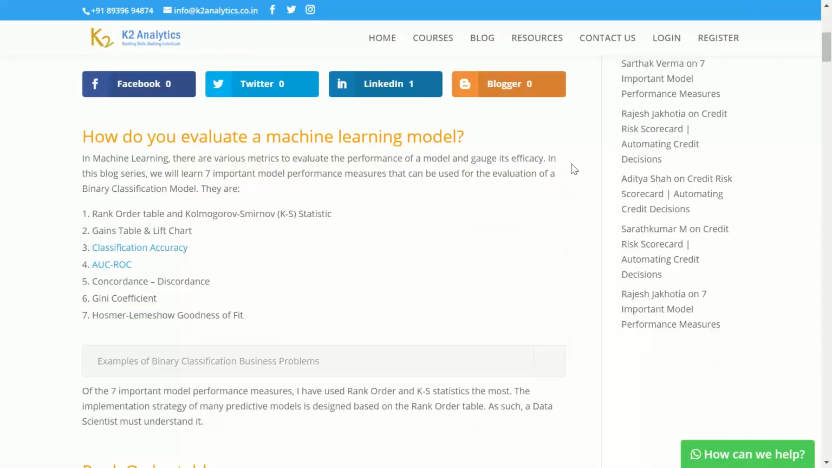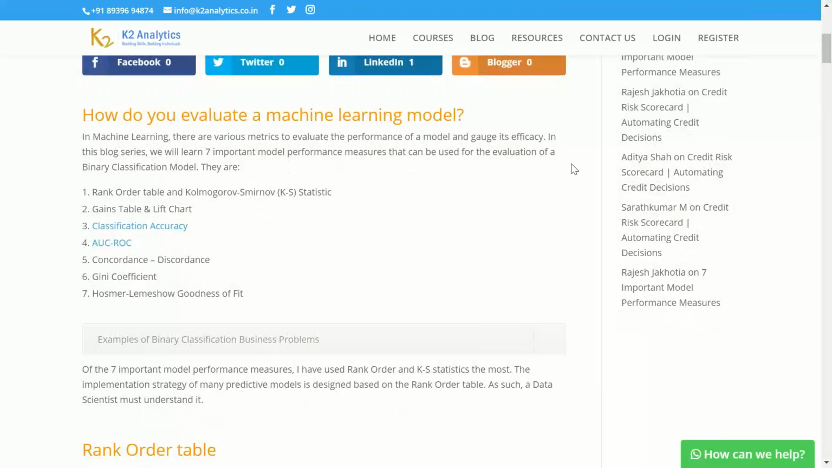Now the question is, whenever you build a model, the first question is, how do you evaluate your model? There are various model performance measures: rank order table and case statistics. I prefer this the most, and I'm going to explain this at length. Then you have model performance, which is classification accuracy. This is very frequently used when the data is a balanced data set.